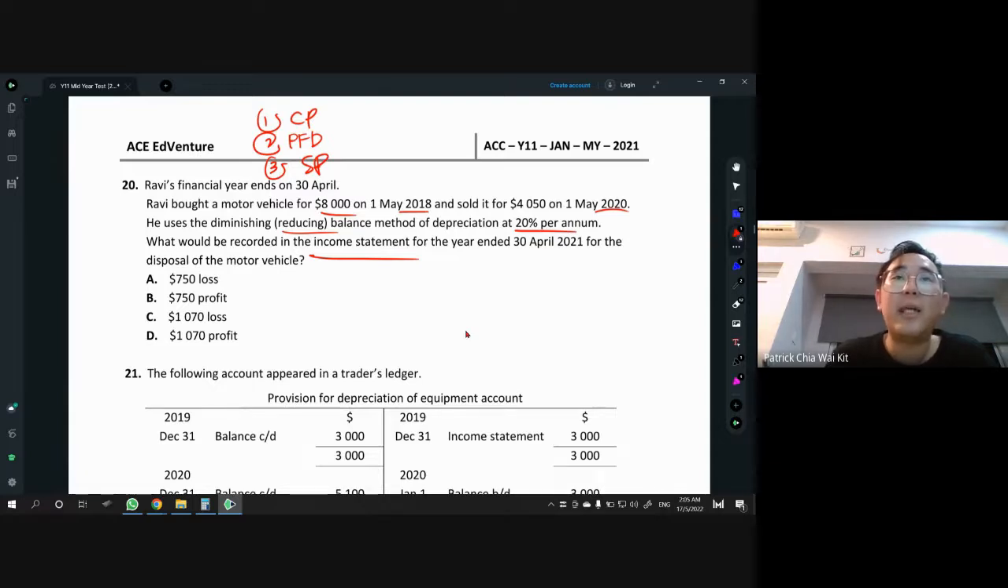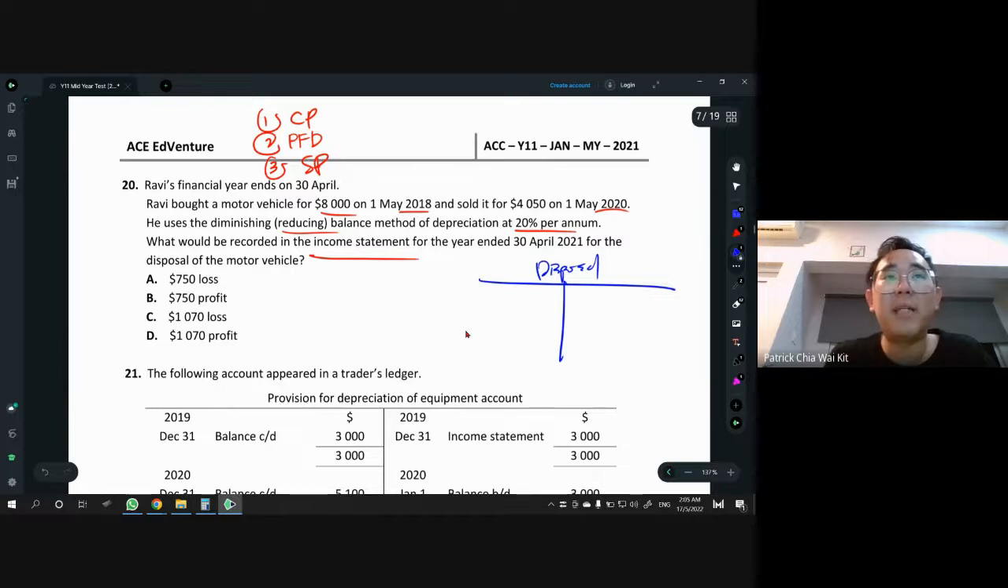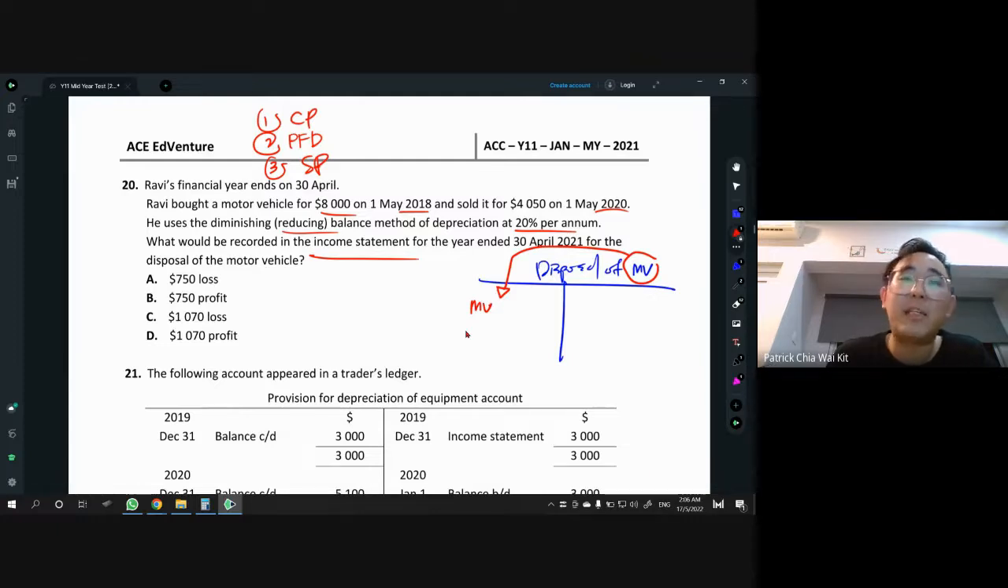All right. So what is our cost price here? So let's do a disposal T account. Or you can just fill in all the numbers there and then manually calculate, also no problem. So disposal of motor vehicle. The technique here is whatever they're disposing is always on the left hand side. So put motor vehicle here. What is the first step? First step is cost price. So the cost price is 8,000.